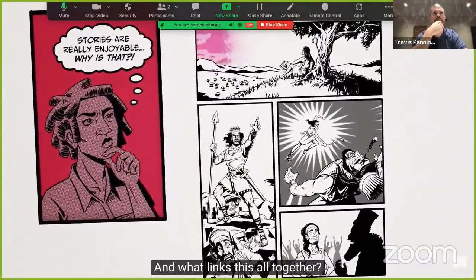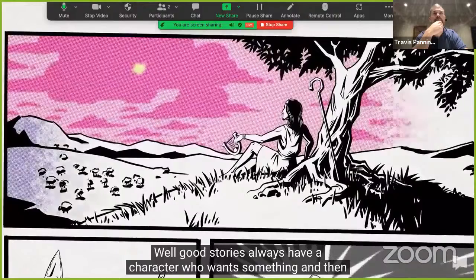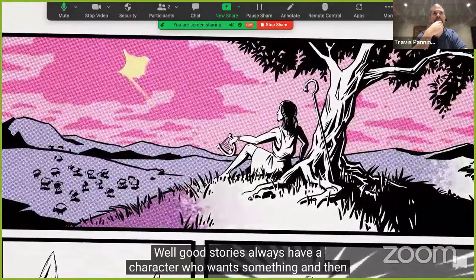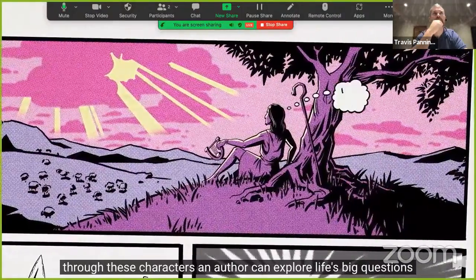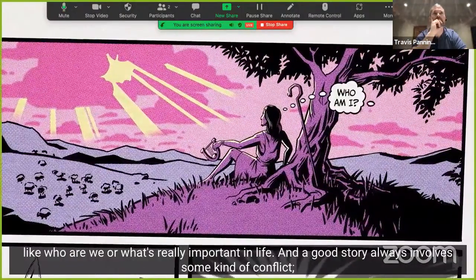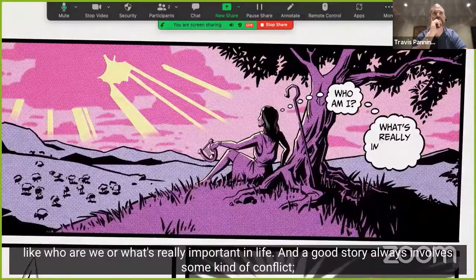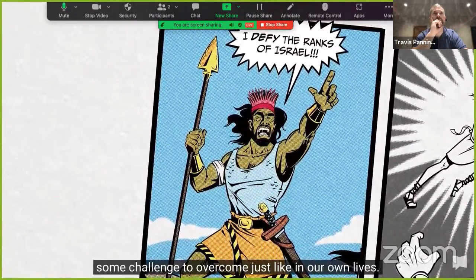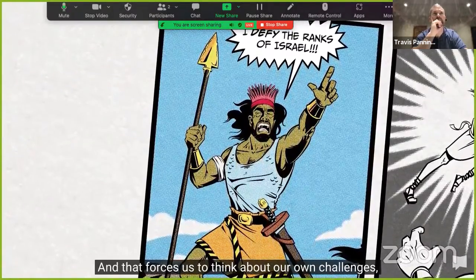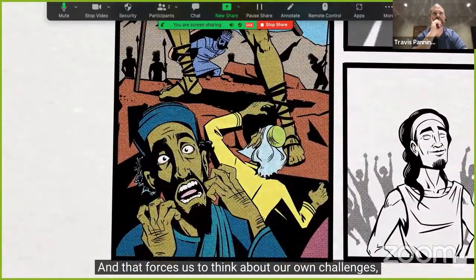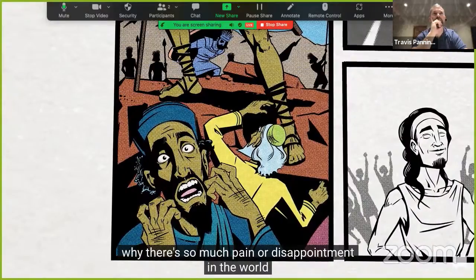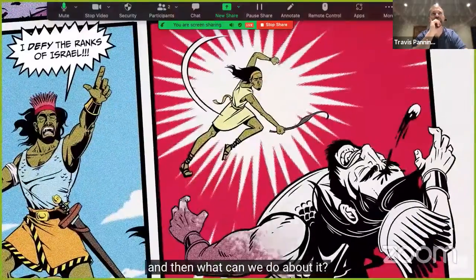And what links this all together? Well, good stories always have a character who wants something. And then through these characters, an author can explore life's big questions, like who are we, or what's really important in life. And a good story always involves some kind of conflict. Some challenge to overcome, just like in our own lives. And that forces us to think about our own challenges, why there's so much pain or disappointment in the world, and then what can we do about it?